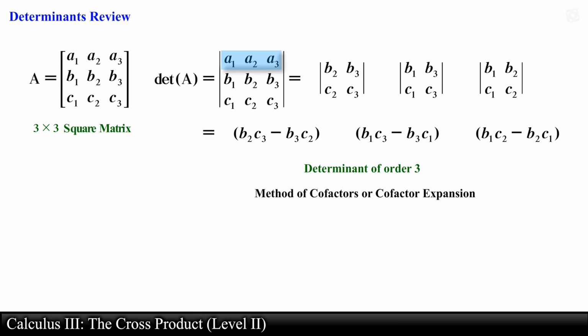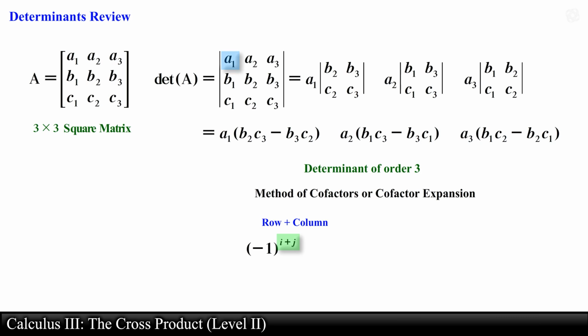Remember the row that we used to expand from? We will need to make sure that we multiply each of the entries of this row with its respective minor, as follows. Lastly, we need to determine the sign of the cofactor by using the following expression. Here, i and j represent the row and column number, respectively.